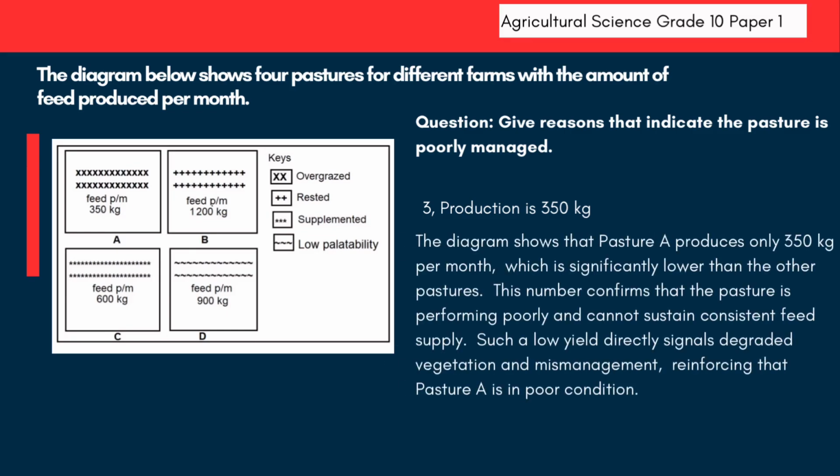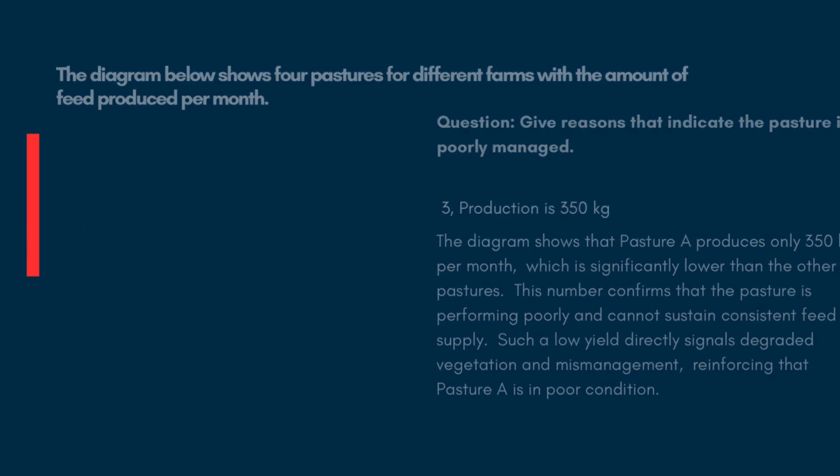3. Production is 350 kilograms. The diagram shows that pasture A produces only 350 kilograms per month, which is significantly lower than the other pastures. This number confirms that the pasture is performing poorly and cannot sustain consistent feed supply. Such a low yield directly signals degraded vegetation and mismanagement, reinforcing that pasture A is in poor condition.